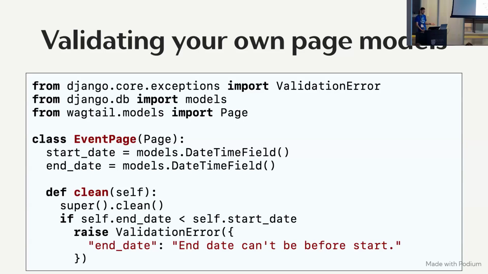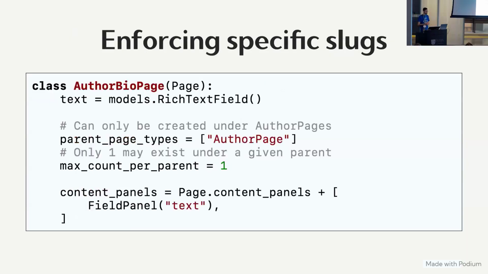What else might we want to validate on a page model? Let's say you've got a page type that you only want one of under any given parent, and you want each one of those to have an identical slug. For example, you might have an author page, and under that you want to have child pages for that author's full biography, and you always want the slug of that to be bio. So you've got Scott Granville/bio or Don Wages/bio.